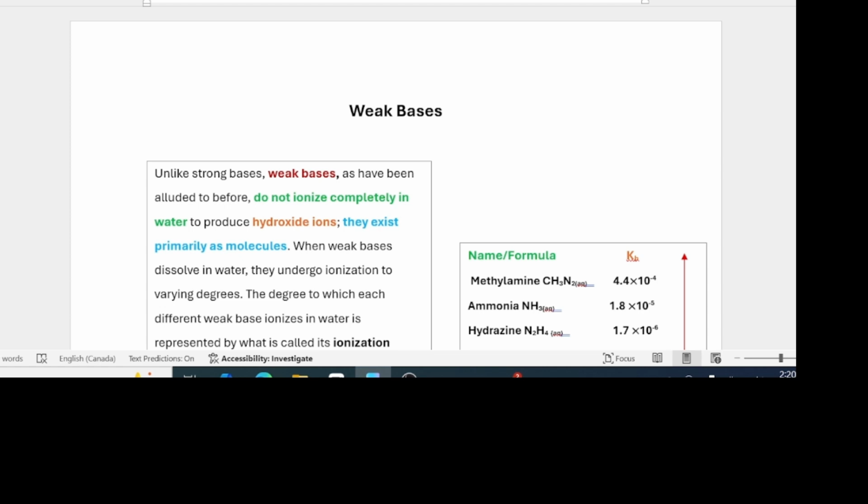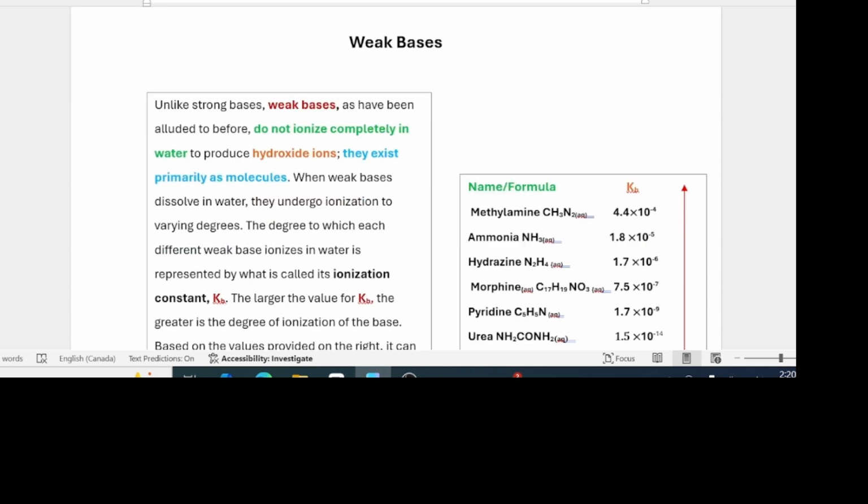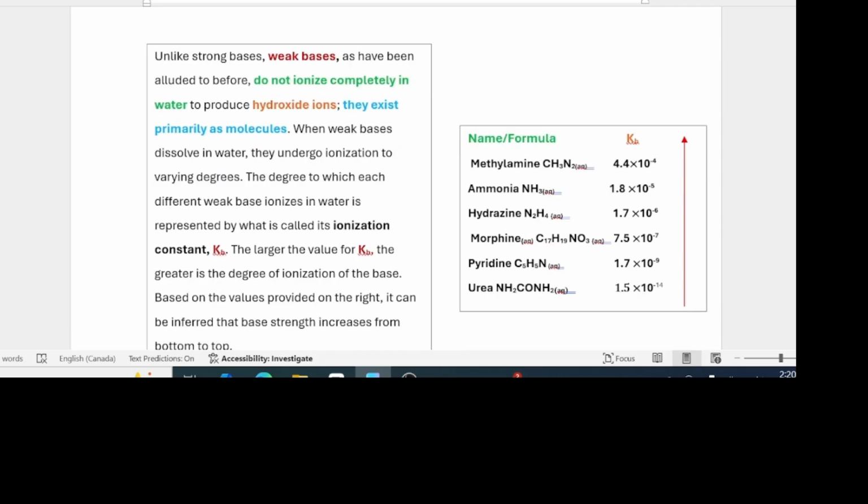Like we said before, this tutorial deals with weak bases. Unlike strong bases, weak bases, as has been alluded to before, do not ionize completely in water to produce hydroxide ions. They exist primarily as molecules. When weak bases dissolve in water, they undergo ionization to varying degrees.